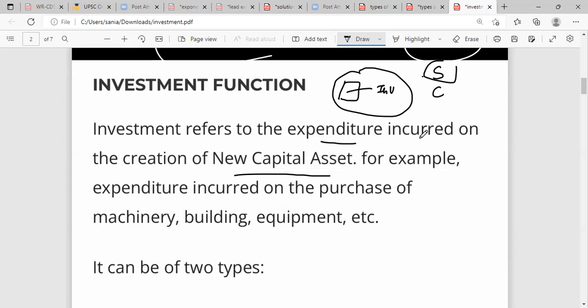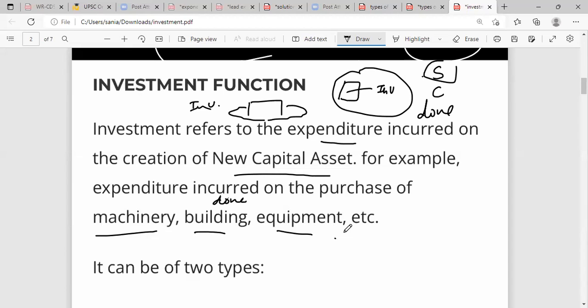So investment refers to expenditure done on creation of new capital. For example, you constructed a farmhouse for yourself. So that is a new asset, right? You are forming something new. So that is an investment. Of course, this is not consumption. This is not saving. This is an investment. For example, expenditure done on purchase of machinery, like a printing machine or washing machine, or you constructed or bought a building, or any equipment, maybe a car or vehicle, anything. So that is your investment. Clear?